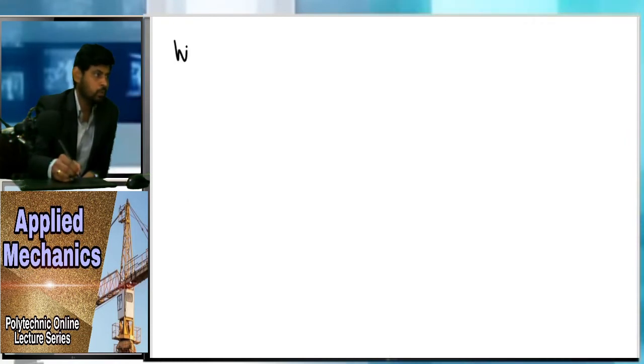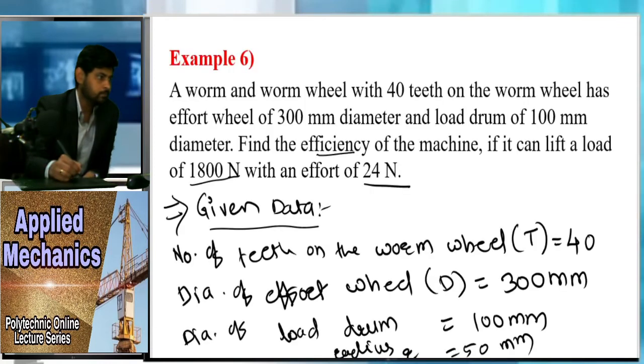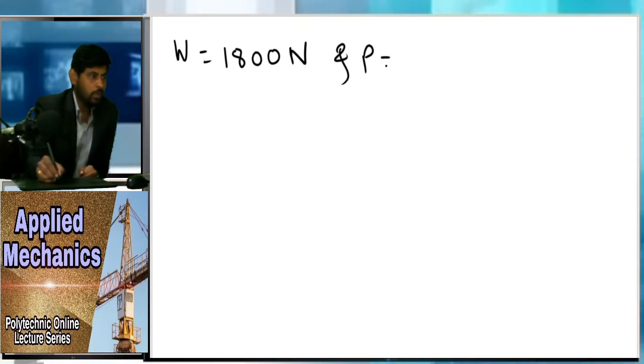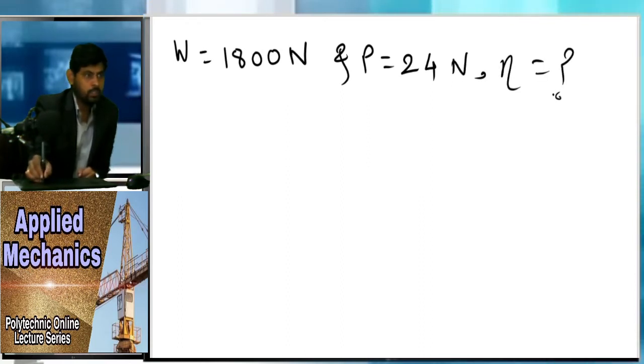So what is given to us? The load is 1800 Newton. Again you know the value of P, that is 24 Newton, and we have to find out the efficiency is equal to how much.